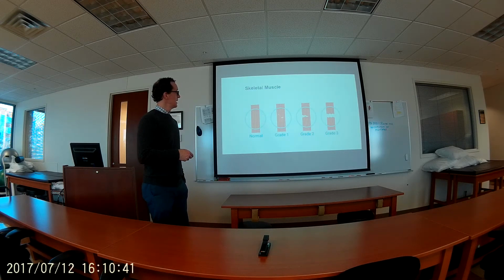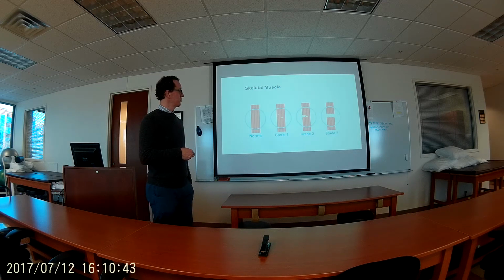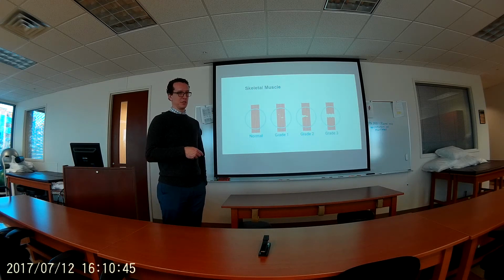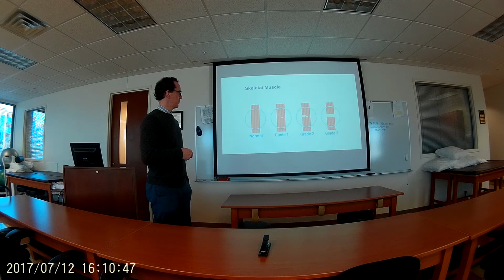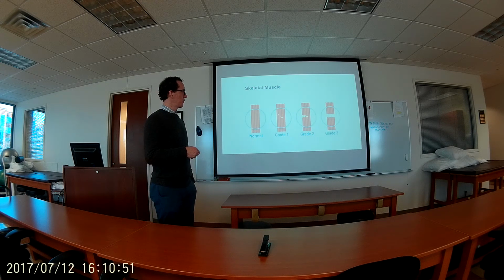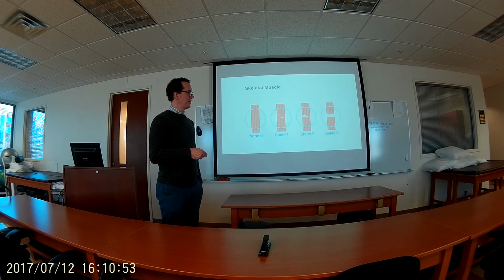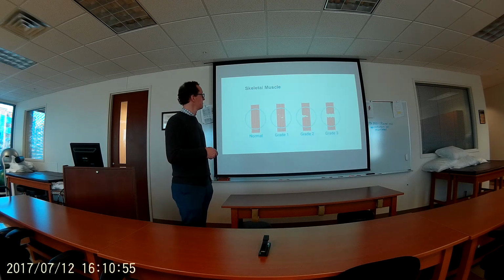Here's a good picture of what musculoskeletal grades look like. So musculoskeletal injuries, and when we have muscles that are torn, we have a normal muscle here on the left-hand side and the different grades. So all the way from micro tears to partial tear to complete tear or rupture of a muscle.